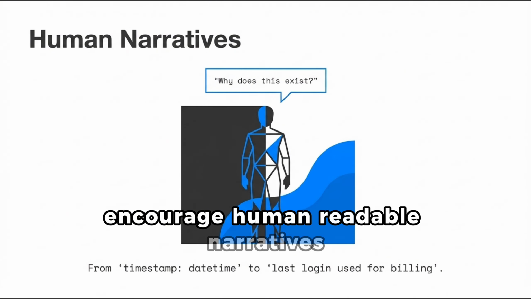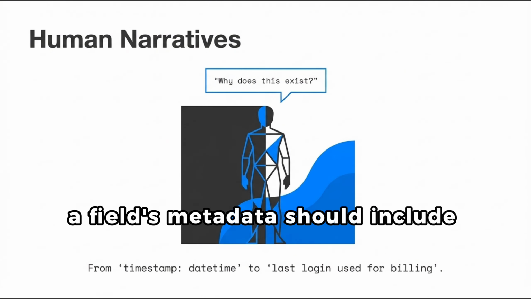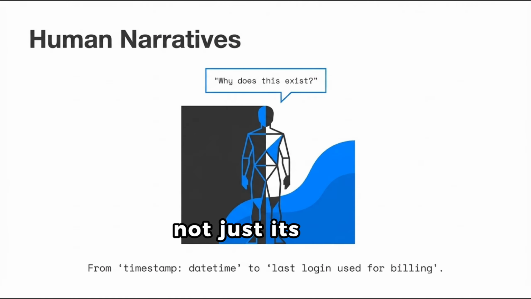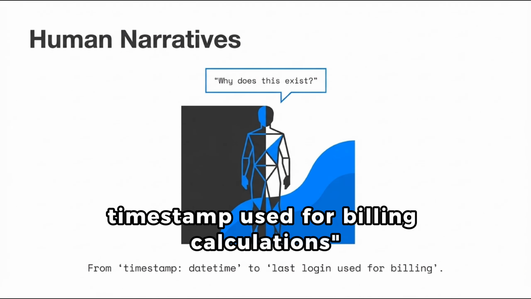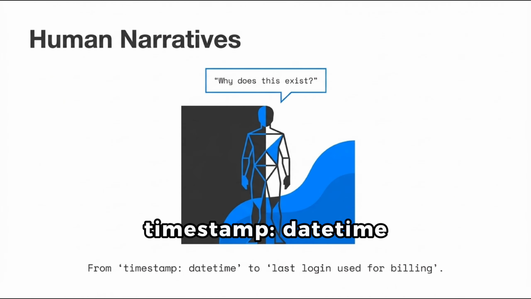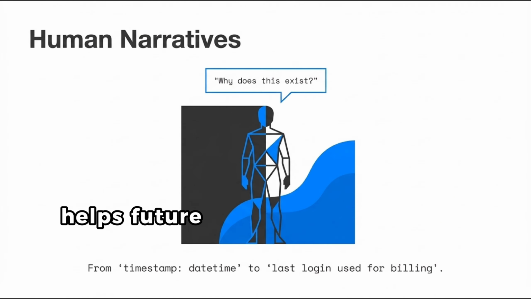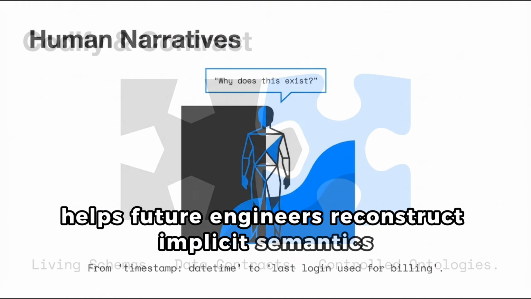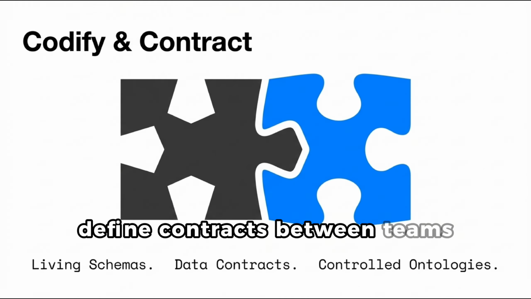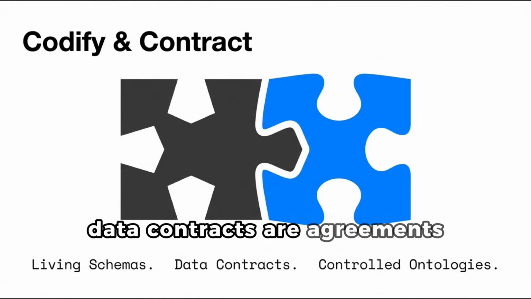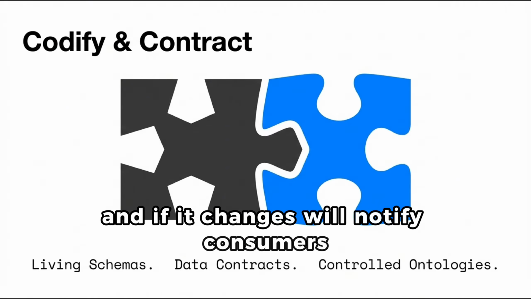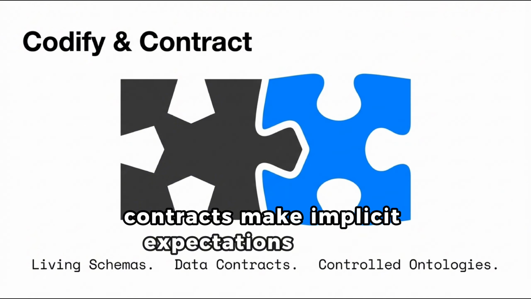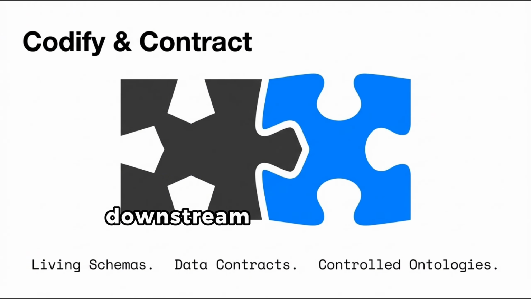Encourage human-readable narratives. A field's metadata should include why the field exists, not just its type. "This column tracks the last login timestamp used for billing calculations" is far more actionable than "timestamp: daytime." The why helps future engineers reconstruct implicit semantics. Define contracts between teams. Data contracts are agreements: this field will exist with these units and in this format, and if it changes, we'll notify consumers. Contracts make implicit expectations explicit before they break downstream systems.